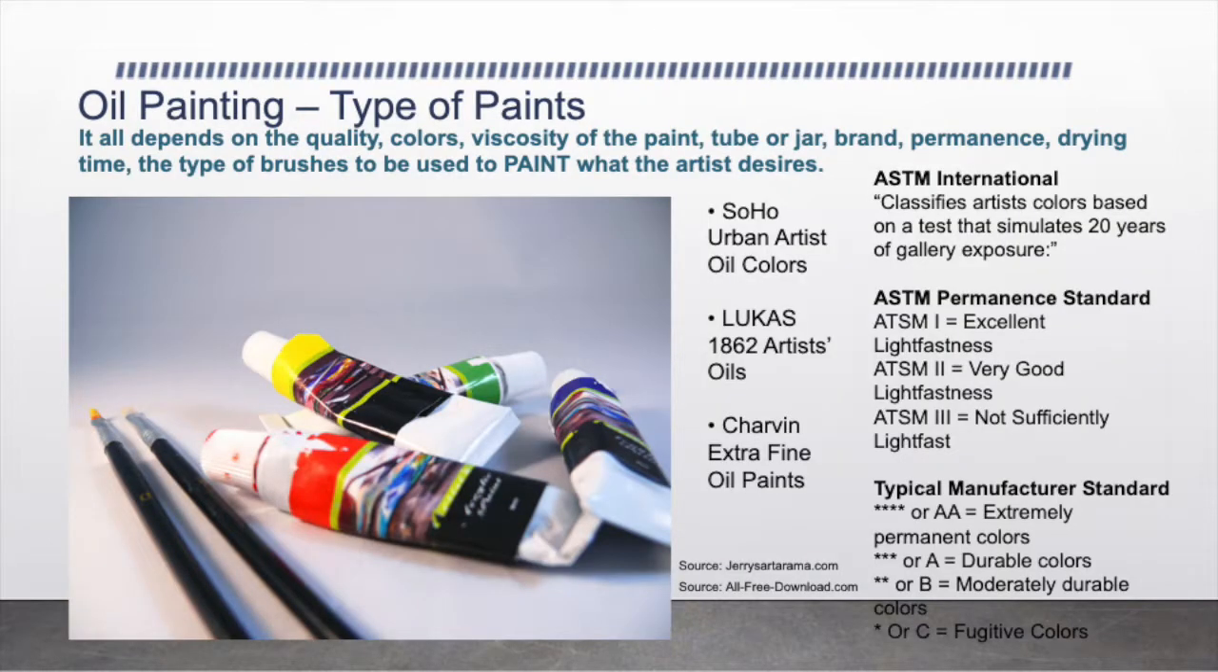What types of oil paints exist? It all depends on the quality, colors, viscosity of the paint, whether they are in a tube or a jar, the brand, permanence, the drying time, the type of brushes to be used while you paint, and what the artist desires. Always look for the ASTM International, ASTM Permanent Standard, and typical manufacturer standard on the labels.